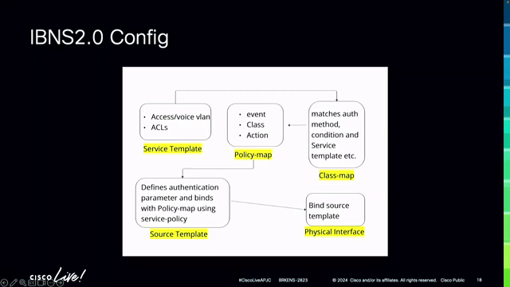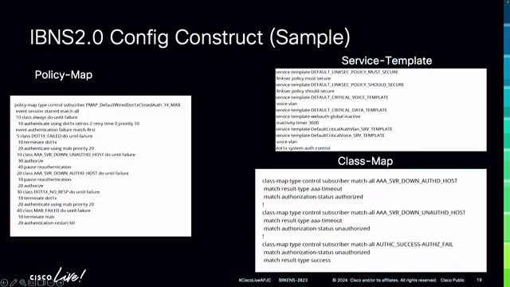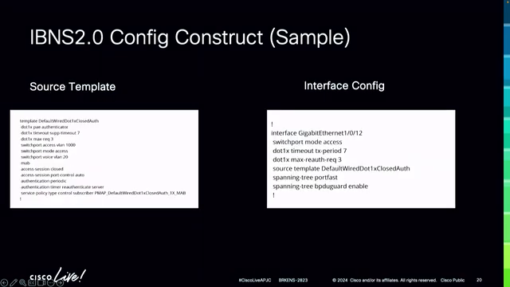So what we are doing is using a source template. This is a quick snippet of IBNS 2.0 style of configuration, and SDA customers might relate to it because you will see these policy maps on your edge switches. You can apply this service policy to the source template and have other .1x parameters as part of the source template, and then apply it to the physical interface. That's the way you build your IBNS 2.0 style of configuration, which helps you with 802.1x configuration.